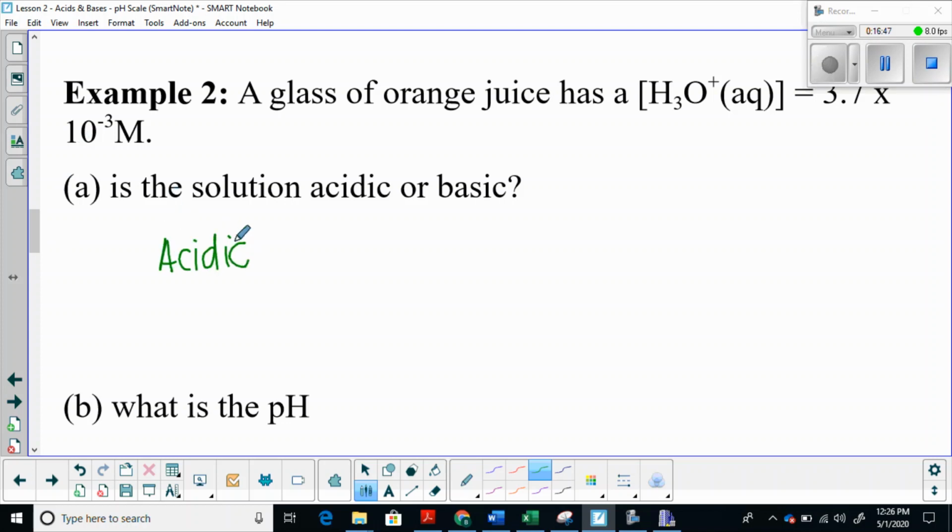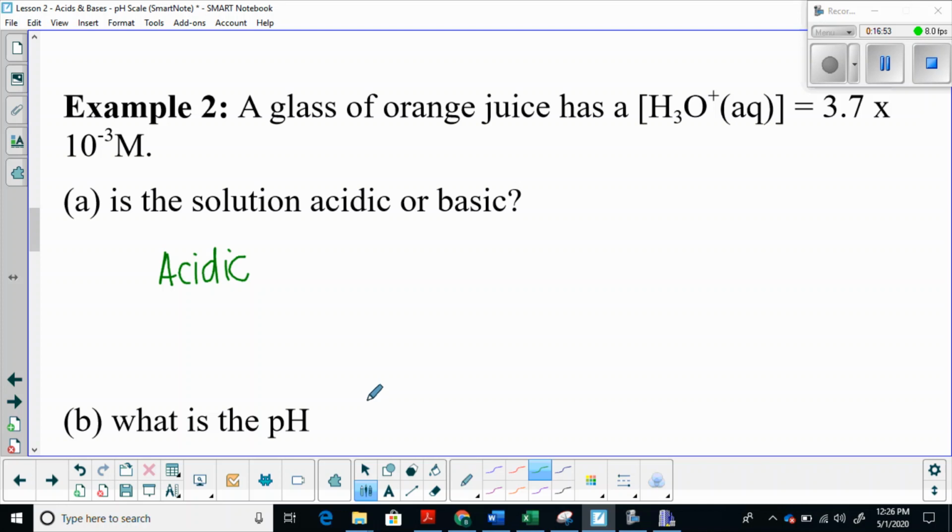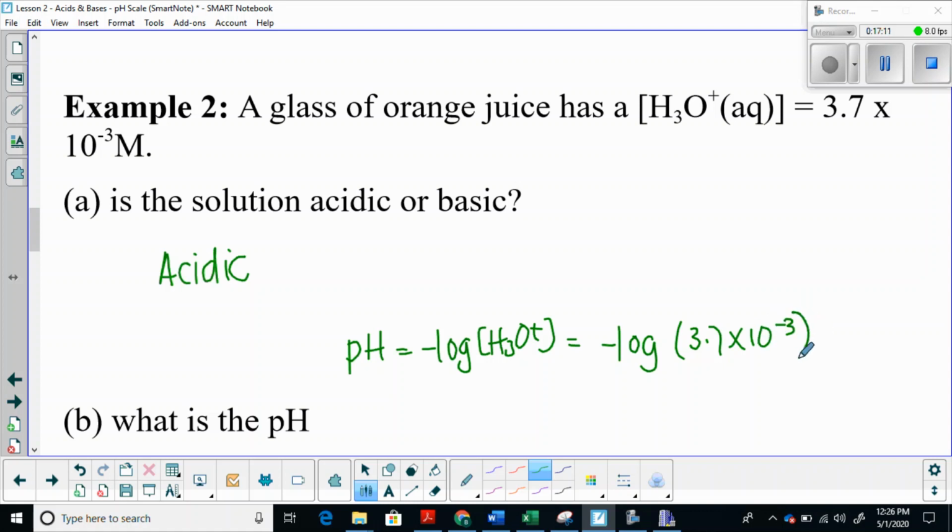Now let's test that out. Let's see if we actually get a pH around 3. So to find pH, you're going to go negative log of your hydronium concentration, which is equal to negative log of 3.7 times 10 to the negative 3. When you plug that into your calculator, you're going to get an answer of pH is equal to 2.43. There are 2 significant digits here. There are 2 significant digits here. This is my final answer.